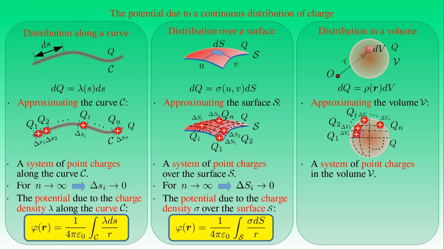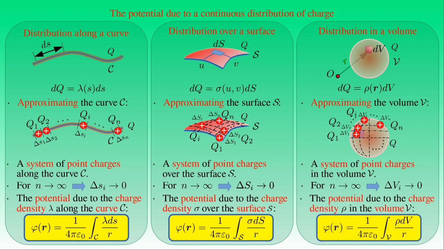If we refine the approximation in the third case such that the volume of the individual volume elements delta Vi tends to 0 while the number n of the volume elements goes to infinity, the point charges Qi become the infinitesimal charge dq given by ρ times the infinitesimal volume element dV, and the sum of the potentials becomes a volume integral. In the limit, the electric potential phi at the position r due to the continuous distribution of electric charge described by the charge density ρ in the volume calligraphic V is equal to 1 over 4 pi epsilon naught, times the volume integral of the charge density ρ divided by the length of the position vector r over the volume calligraphic V.